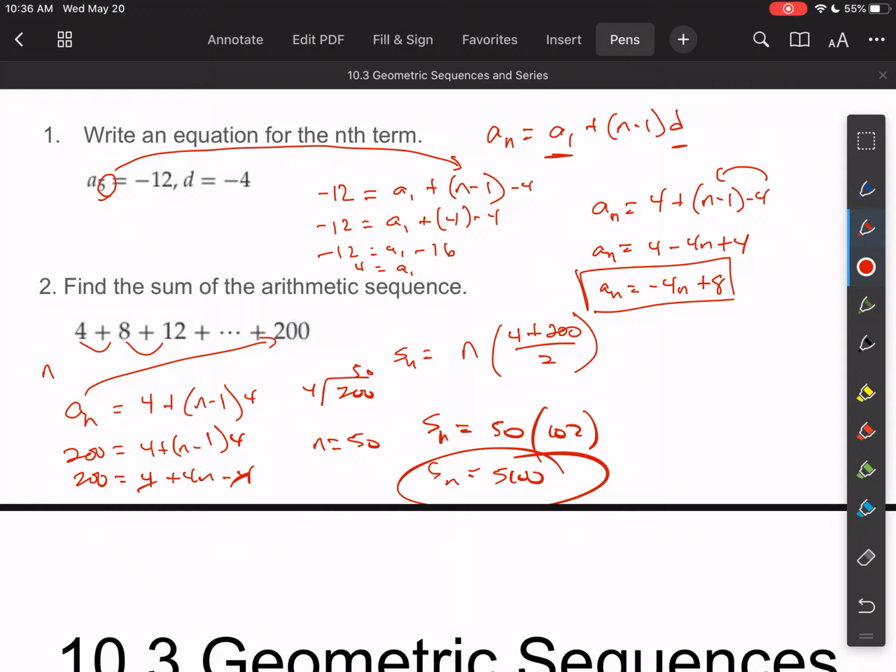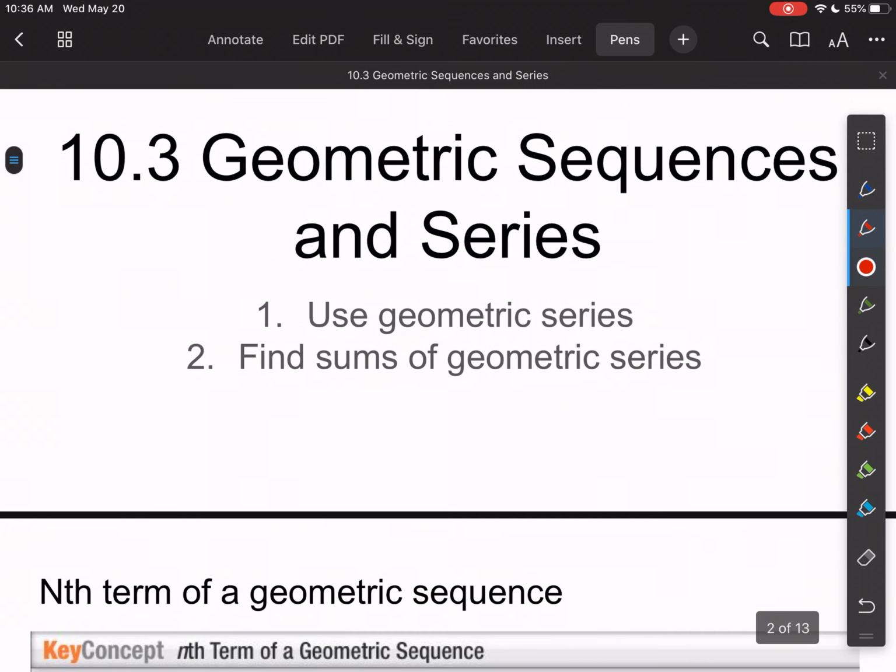Okay, so those are your 2 answers on your quiz. Let's move into 10.3, geometric sequences and series.